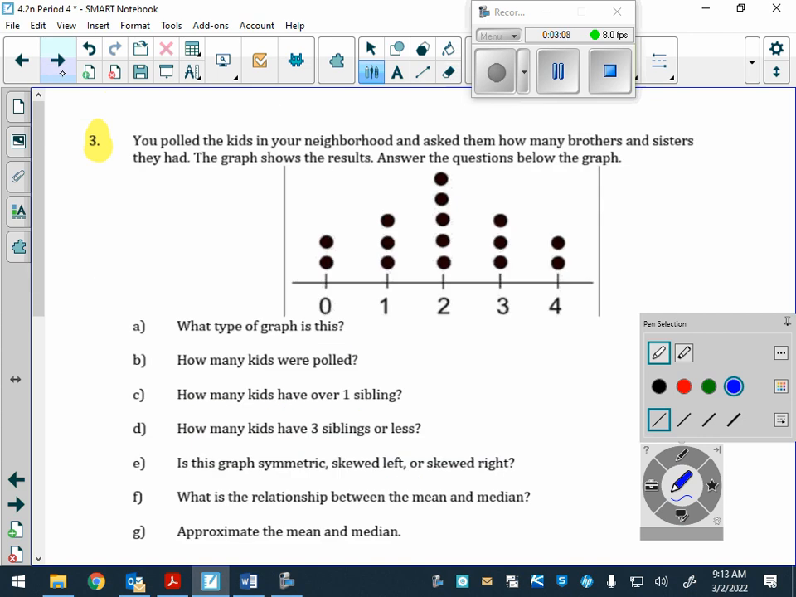All right. Then you polled kids in your neighborhood and asked them how many brothers and sisters they had. The graph shows the results. Answer the questions below. So what type of graph is this? Someone who has not answered. What is that, Grant? Dot plot. Good. It is a dot plot. How many kids were polled? Yep. 15 kids. Good.